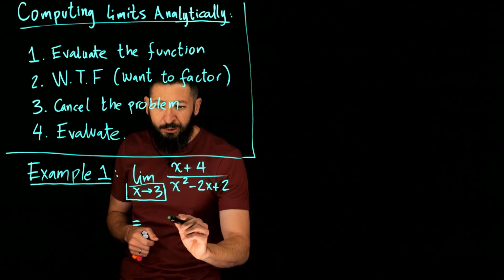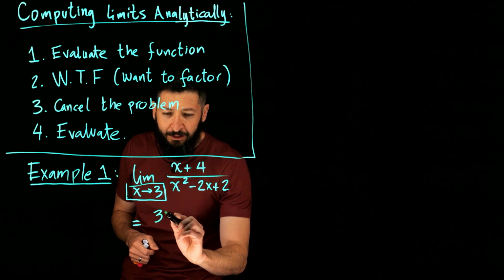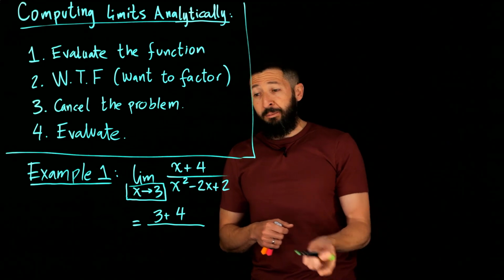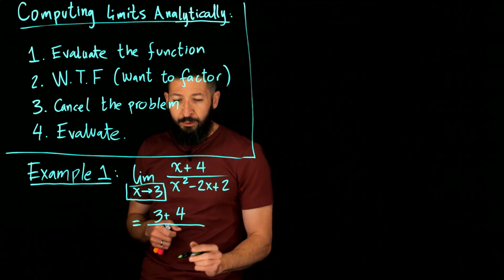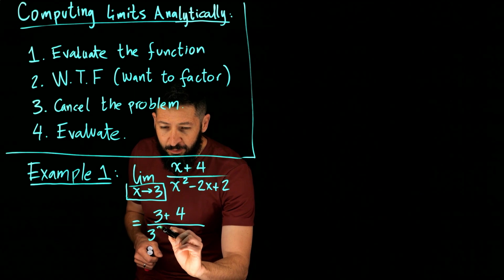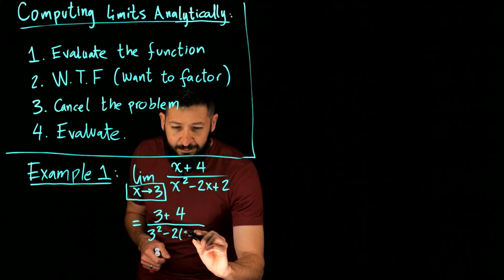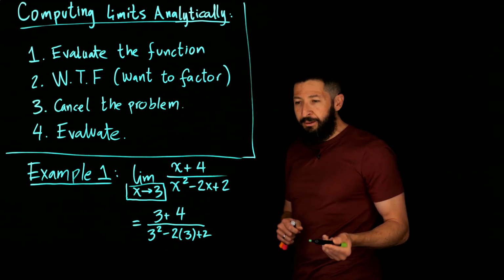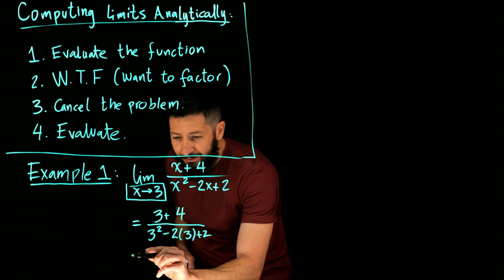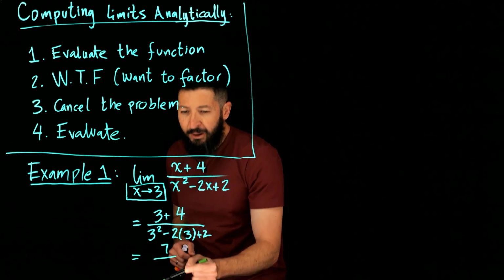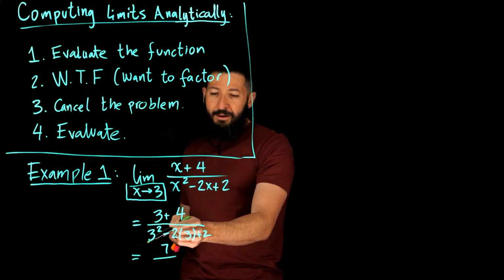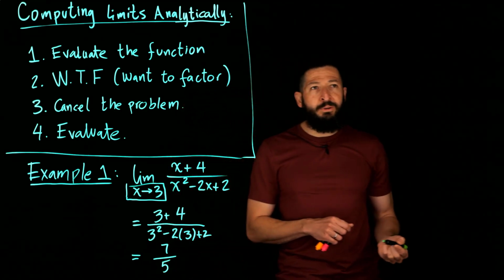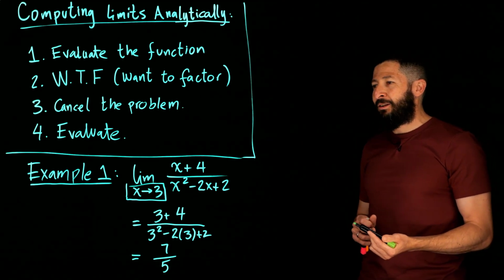Nonetheless, in this particular case, we're going to evaluate it here because I know the way I wrote it that we're not going to have a 0 in the denominator. So x equals 3: 3 plus 4, and then here 3 squared minus 2 times 3 plus 2. Every time I had an x, I plugged in a 3, and then I get 7 divided by 9 minus 6 plus 2, which is 5. Since I just get a number, that's my limit. We're going to take that to be the limit.